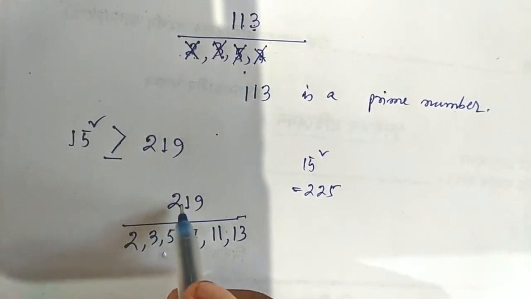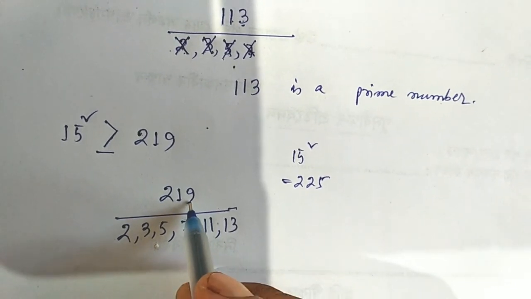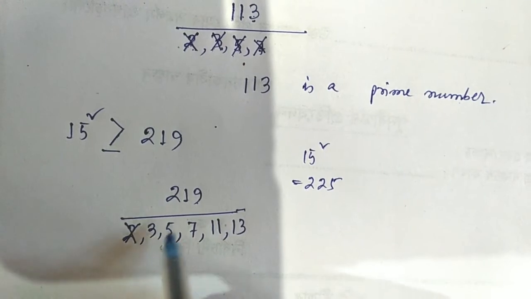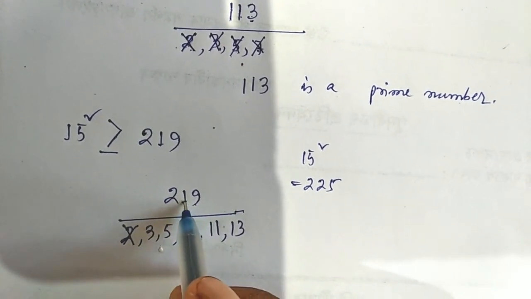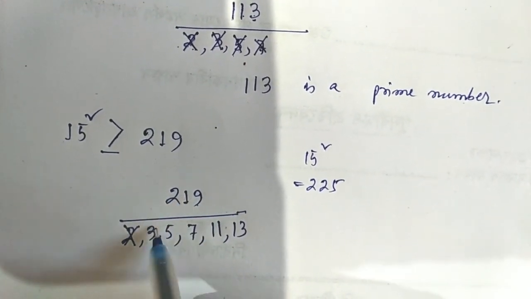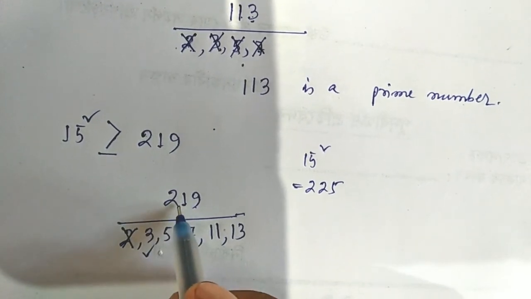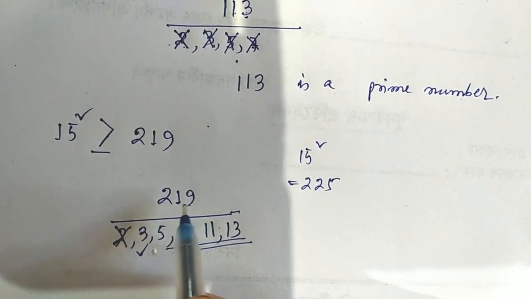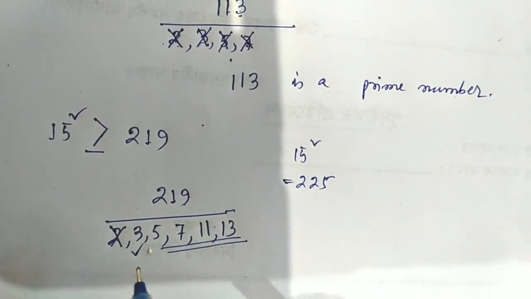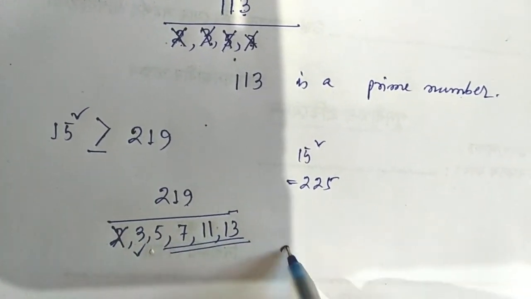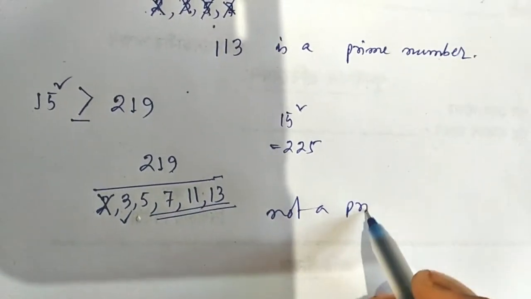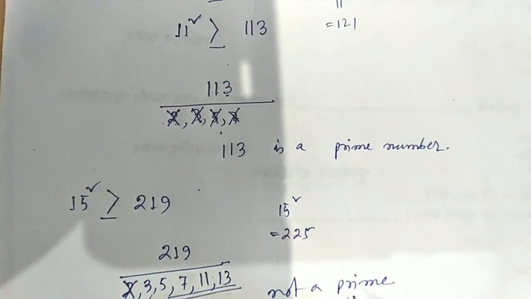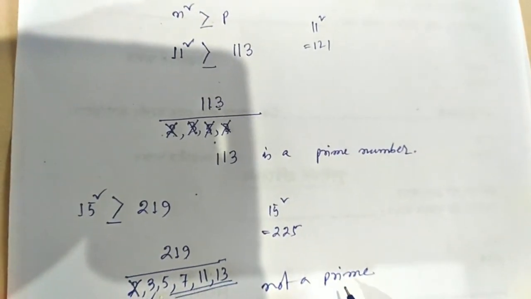By 2, the units place is not even, that's why it cannot be divided. By 3, add the digits: 9 plus 1 is 10, 10 plus 2 is 12. 12 is divisible by 3, so we can divide this number by 3. So no need to check the other numbers, because 219 is divisible by 3. Since it is divisible by another number, it is not a prime. So this is the way we can easily find out whether a given number is a prime or not.